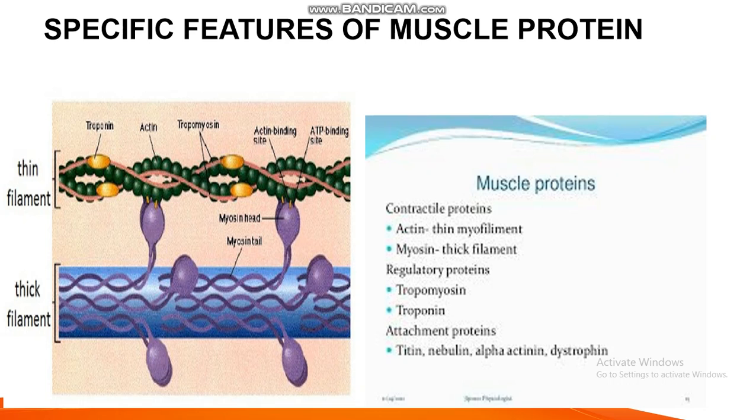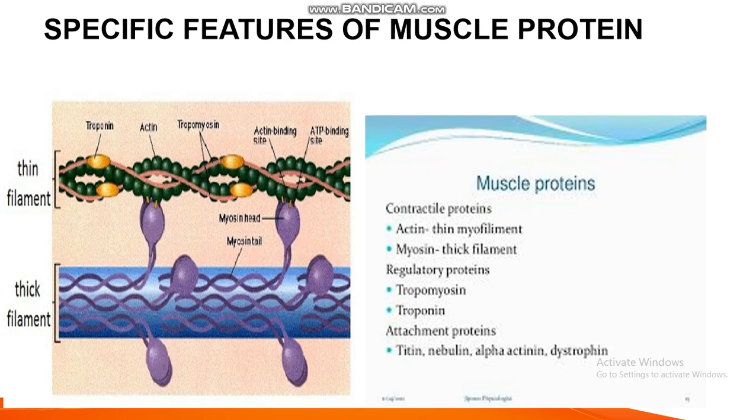Specific features of muscle protein. Muscle proteins can be regulatory proteins, contractile proteins and attachment proteins. The contractile proteins are actin, which are the thin myofilaments, and myosin, the thick filament. The regulatory proteins are tropomyosin and troponin.